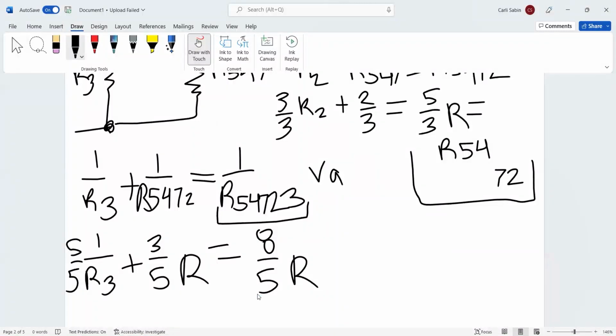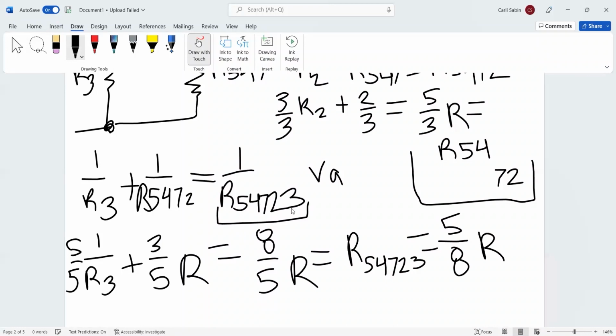Then we're going to get 8 over 5R, but we do have to flip this since we're calculating R of 5,4,7,2,3, and so we're going to go ahead and make R of 5,4,7,2,3 equal to that, put it over 1, which is going to give us 5 over 8R. And so keep in mind that this is going to be the resistance going through VA. So I'm going to just write a little note here that this will be our resistance through VA.